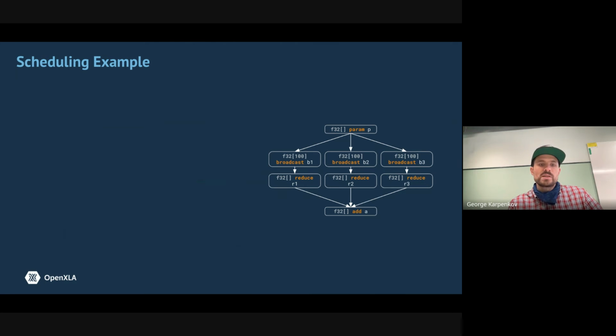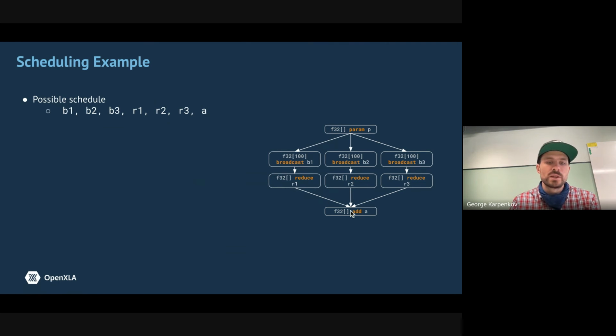But the scheduling in itself could be an interesting optimization problem. If you consider a simple graph, like on the right, you have a bunch of broadcasts, you have a bunch of reductions, and then you add those reductions together. You could try, for instance, to run all the broadcasts first, and then all the reductions, and then add the reduction outputs together. But in this case, you would need to keep the outputs of all broadcasts alive at the same time, and that would waste 1.2 kilobytes of memory.